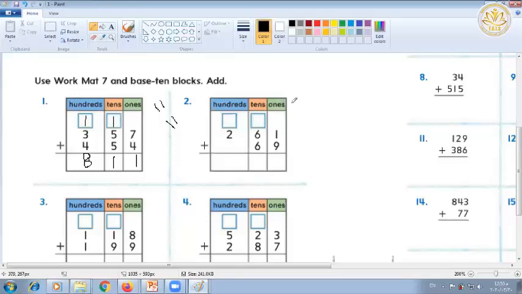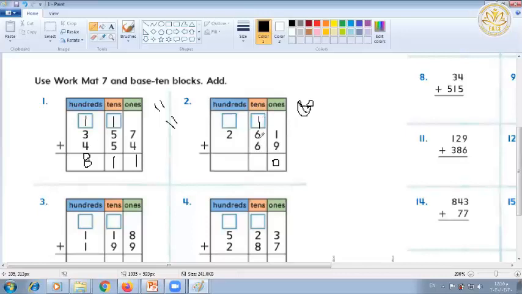Let's go to number 2. Here in the ones, start with the ones. Step number 1. 1 plus 9 equals 10. We put the 0 here. We have nothing in the ones, and I have a new 10 here. We will put it with the tens.